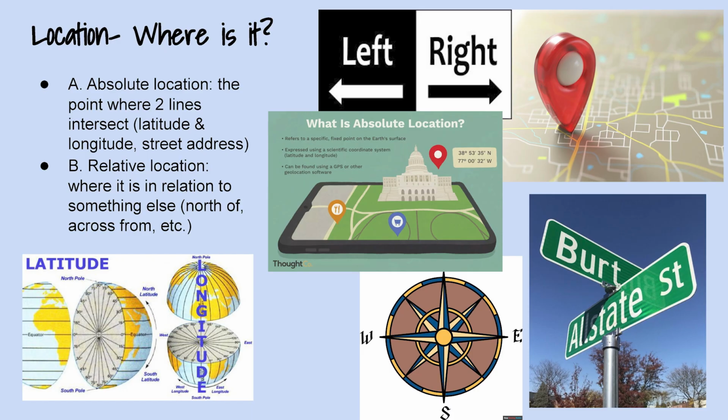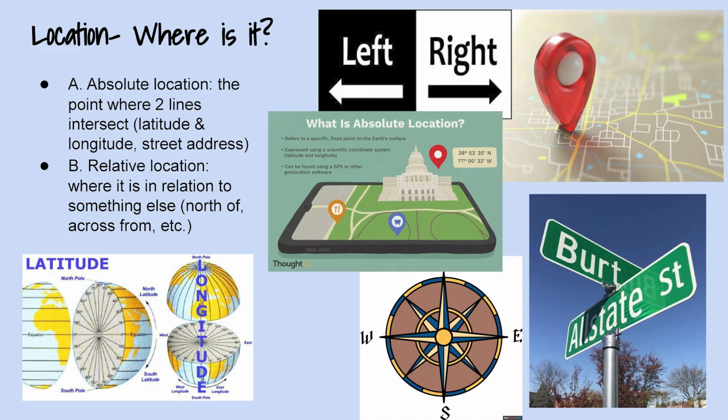The first theme is location, which answers the question, where is it? The absolute location refers to a specific point on the Earth's surface defined by latitude and longitude, or a street address. Relative location describes where a place is in relation to other places. It's often described using directional indicators like north, south, across from, or near.